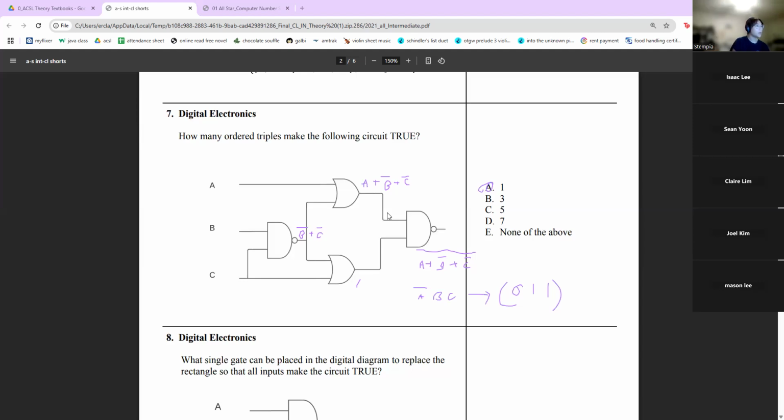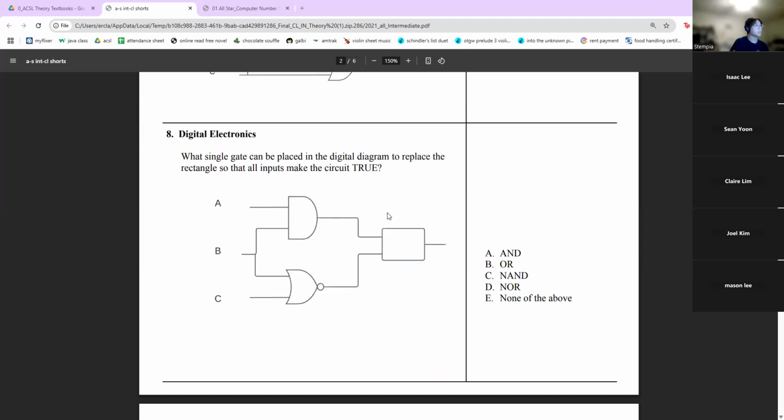All right, number 8. What single gate can be placed in the digital diagram to replace the rectangle so that all the inputs make the circuit true? Let's start by just simplifying and getting to the single gate first. So we have this one is just going to be A times B. This one is going to be B plus C with an extended not bar over top. That is going to be simplified using De Morgan's law to not B plus not C.